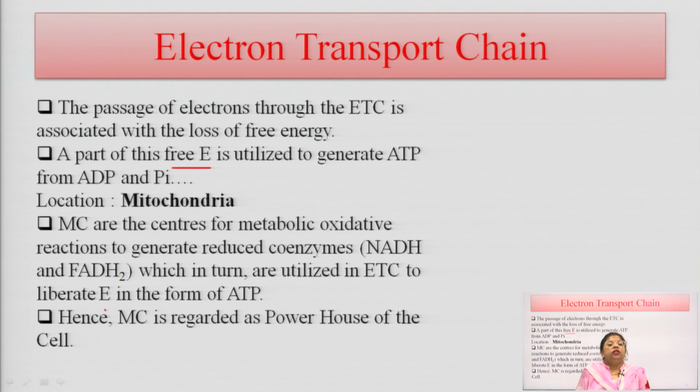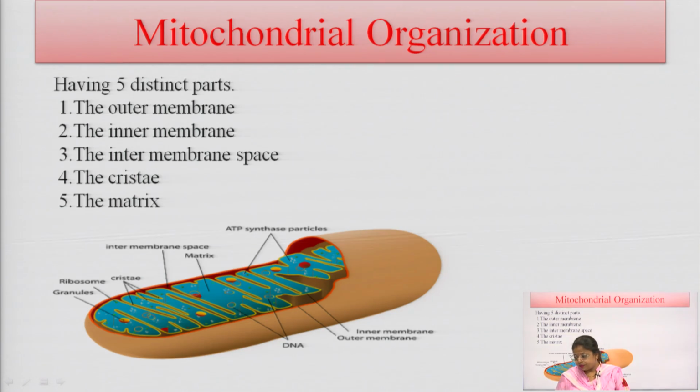That is why the mitochondria is known as the powerhouse of the cell, because in the mitochondria the free energy is utilized with the help of NADH and FADH2 to form high energy bonds, and also carbon dioxide is synthesized here, along with water molecules.